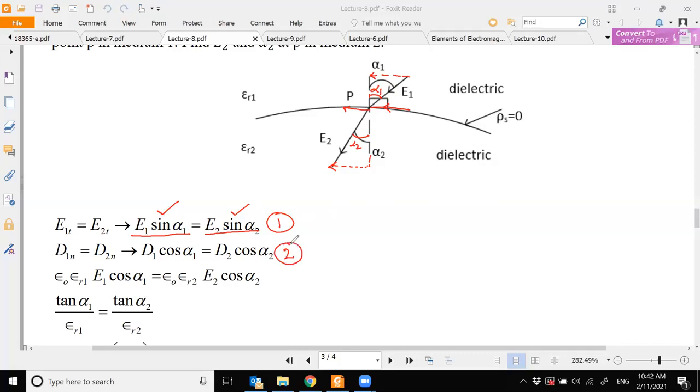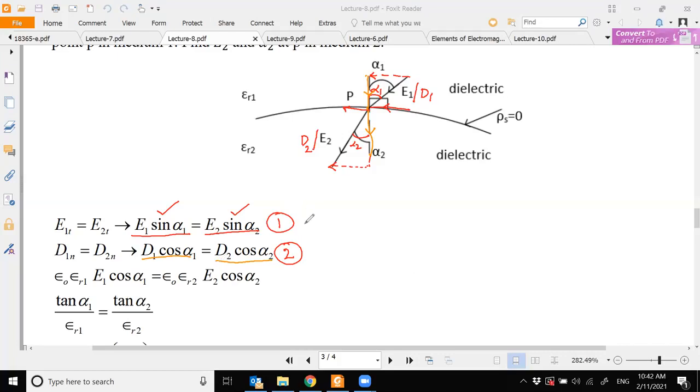Second boundary condition, it's a charge-free boundary. So D1 normal is equal to D2 normal. Again, instead of E1, you now represent it in D1, and E2 you represent it in D2. And you find the normal component. This is your normal component, and this is your normal component. So it's a cosine. So D1 cosine alpha 1 equals D2 cosine alpha 2. And once you know these two, that's it.